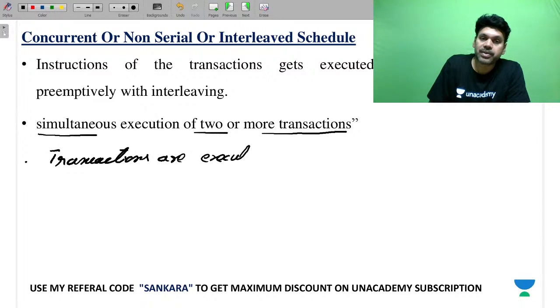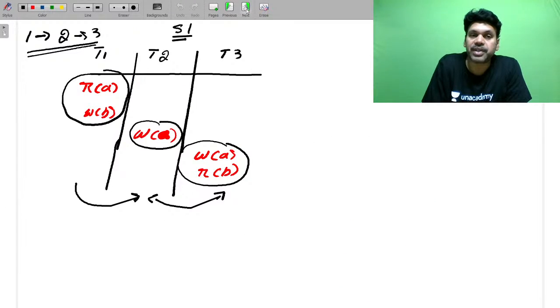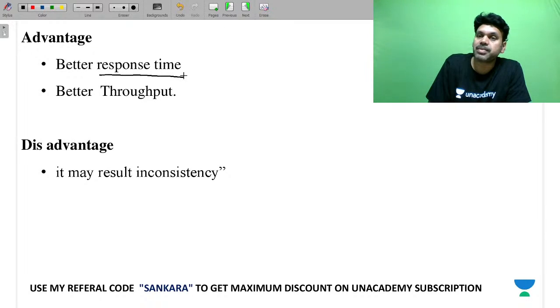Transactions are executed in a time interval. That means objects can be interleaved. So when you look at this kind of execution, it is called what? Concurrent execution. The advantage is that response time is better and the throughput is going to be very high, and as the name implies, the concurrency is very high.